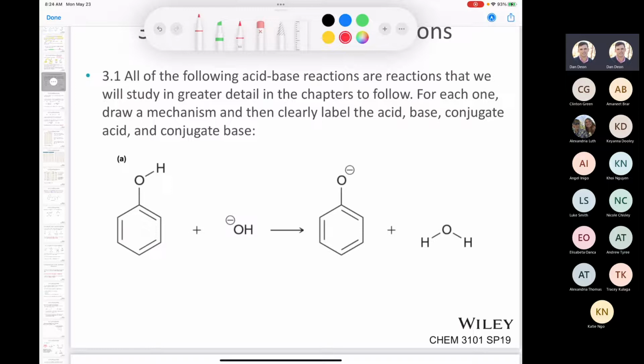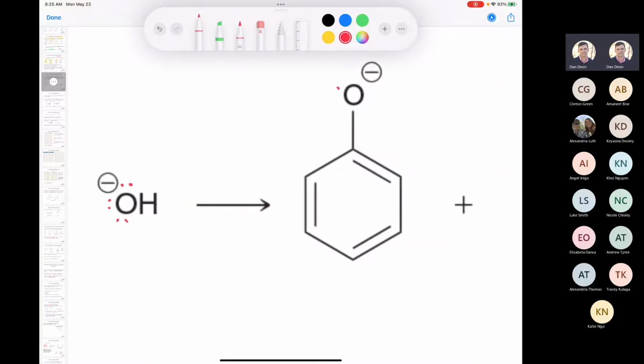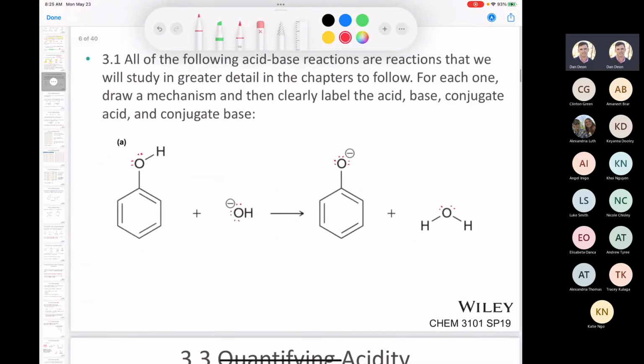Let's start with that. I'll use my red pen just to highlight them. On my alcohol here, I need 2 lone pairs on the oxygen because we know that when oxygen has 2 bonds and 2 lone pairs, it has no charge. On my hydroxide ion, we know that when oxygen has 1 bond and 3 lone pairs, it has a negative charge. Same thing with this oxygen here. It's got a negative charge, so we need 1, 2, 3 lone pairs. And lastly, on the water, we'll put 2 lone pairs on it. So now we've got the lone pairs on everything.